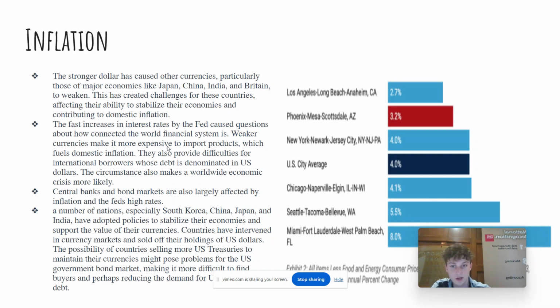Central banks and bond markets are also largely affected by inflation and the Fed's high rates. A number of nations, especially South Korea, China, Japan, and India, have adopted policies to stabilize their economies and support the value of their currencies against the US dollar because it is so strong. Countries have intervened in currency markets and sold off their holdings of US dollars. The possibility of countries selling more US treasuries to maintain their currencies might pose problems for the US government bond market, making it difficult for buyers and reducing the demand for debt.